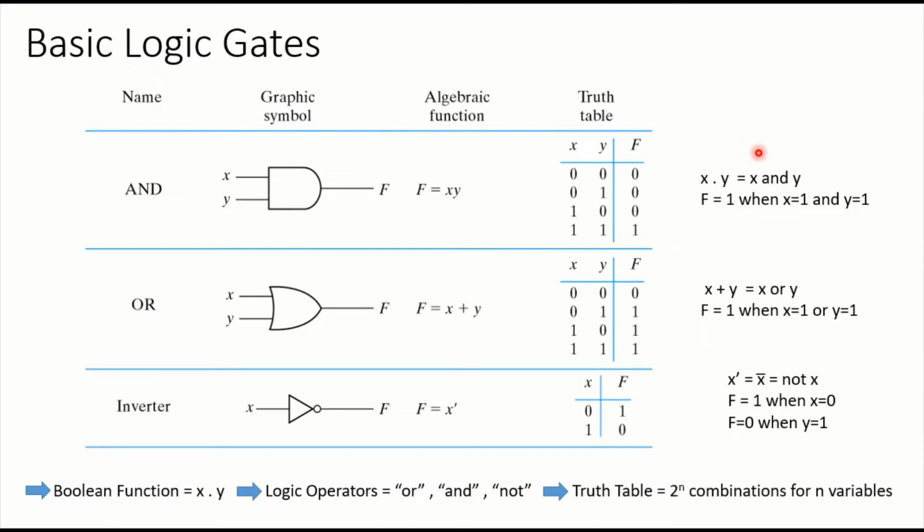Now, how does this operator work? When both the inputs are 1, this operator will provide the output 1. We can understand from here: when X is 1 and Y is 1, then we will get F equal to 1 at the output of this AND gate. We can also draw the truth table for this AND gate.